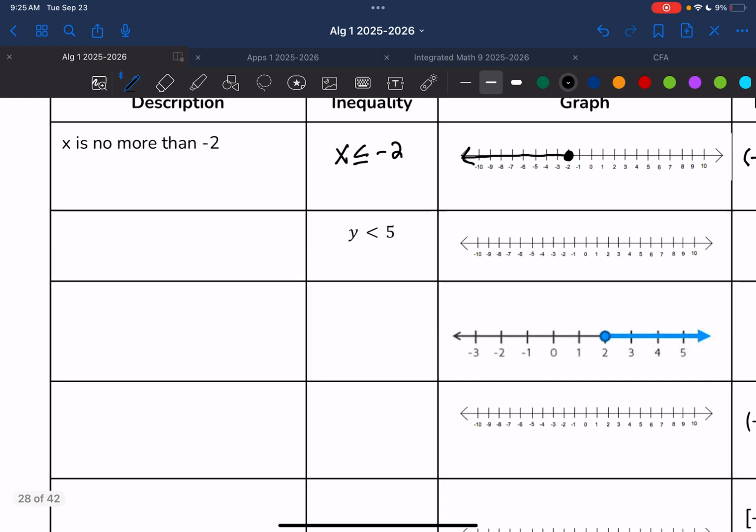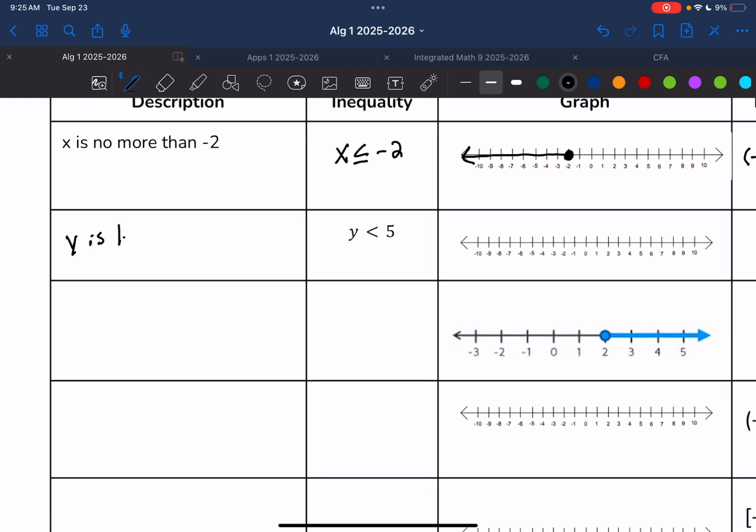All right, here we're going to say y is less than 5. And when we're graphing that, we're going to go to 5. Here it's an open circle because y is not included. And we're going to shade everything to the left, like that.